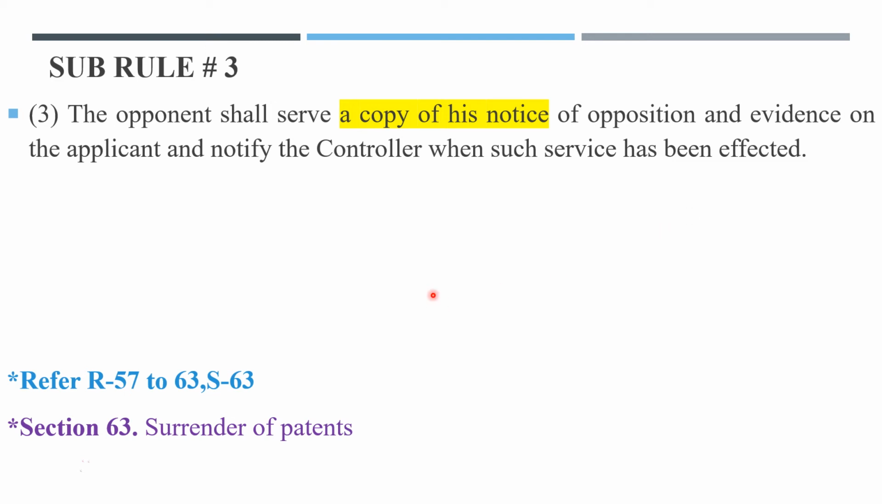Fine. And for this, please refer rule 57. That will start from rule number 57 and ending at rule number 63. And the section here is section 63 and the title for section 63 is Surrender of Patents. Fine, I hope it is clear now. Let us proceed to the next subject.